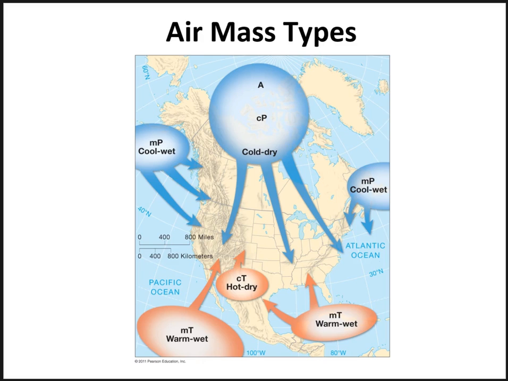And the last is equatorial, and it only affects North America in association with hurricanes. So that is the 6 different types of air masses that pertain to the United States, or the Pacific Northwest.